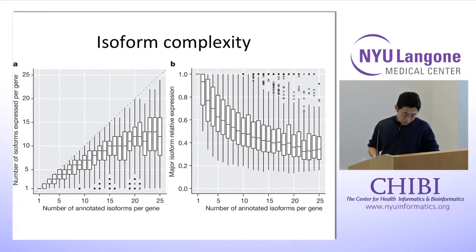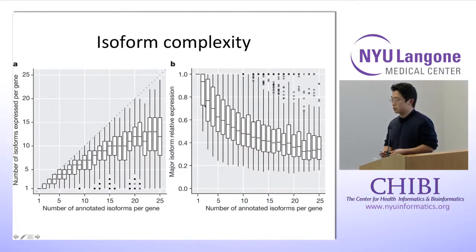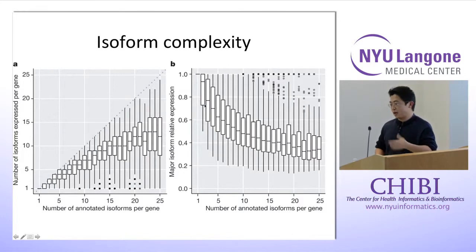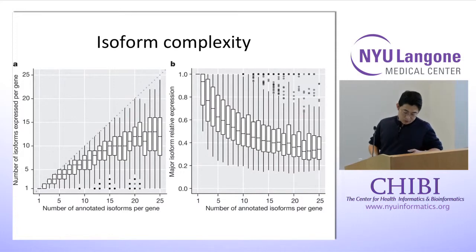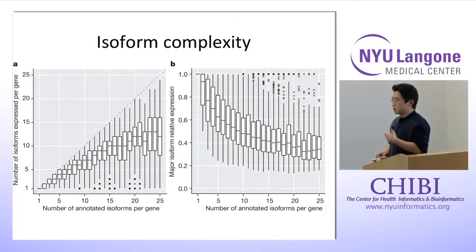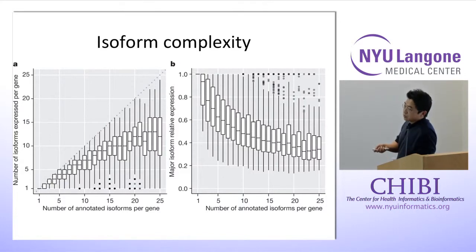Also, regarding the number of annotated isoforms per gene, if a gene has multiple isoforms, some isoforms will be expressed at a higher level, some at a lower level. So you call it a major isoform or a minor isoform. If a gene has more annotated isoforms, its major form will have a lower expression, statistically. You can see it goes down like this.